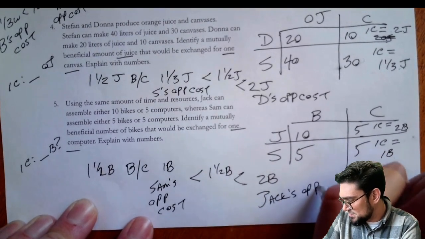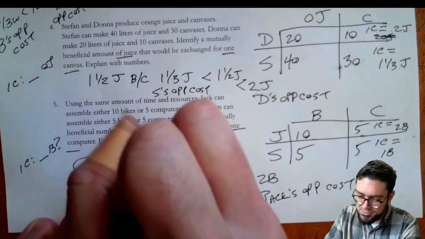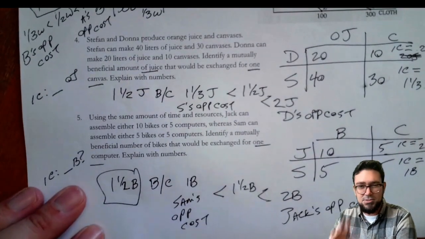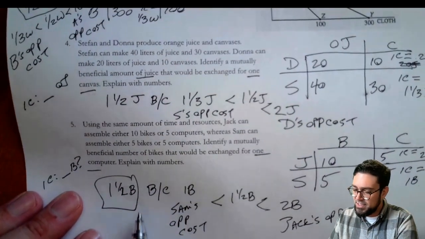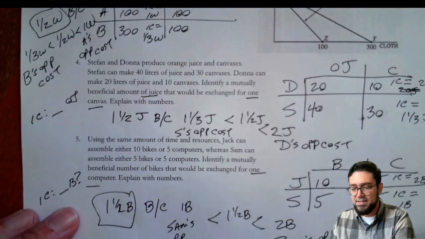Jack's op cost. And again, on a test, we want to probably put a little box around the correct answer just to show that we have the answer here. And then writing out our explanation is totally fine like that, right?